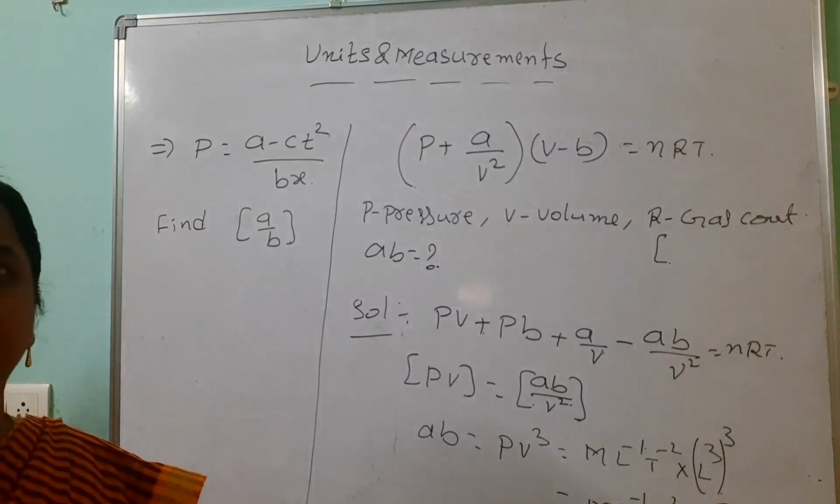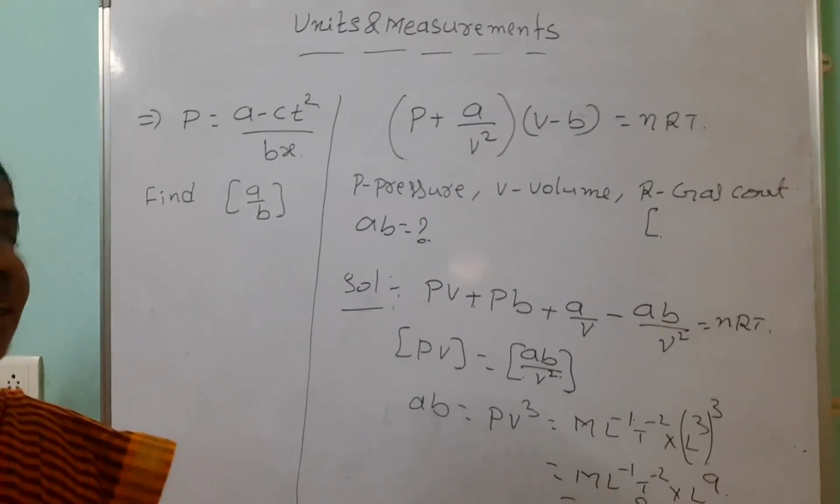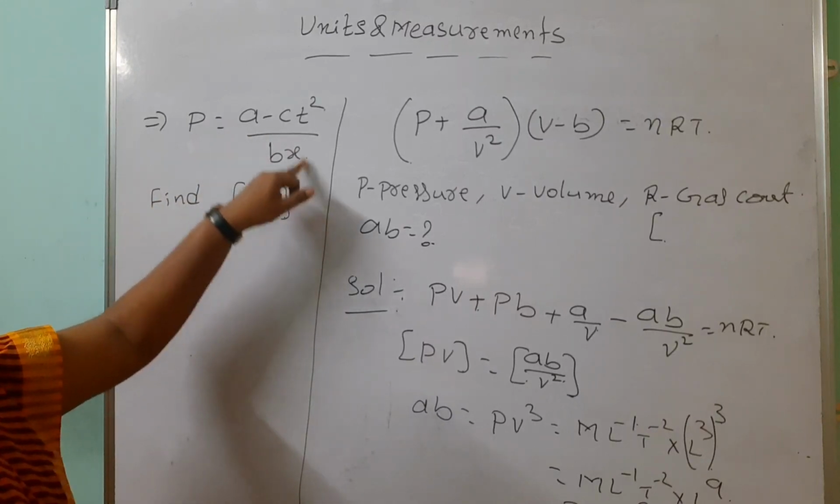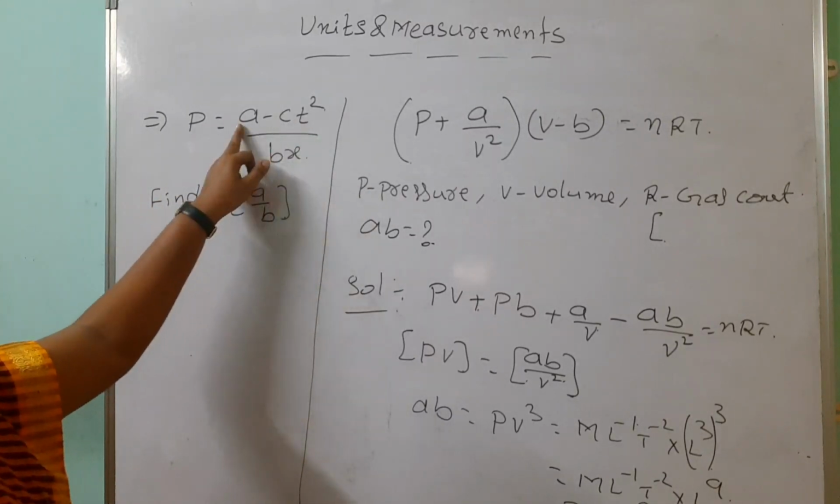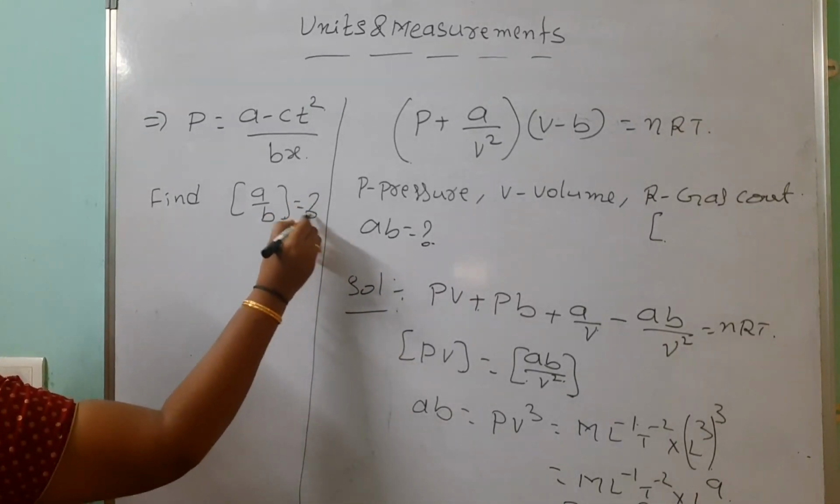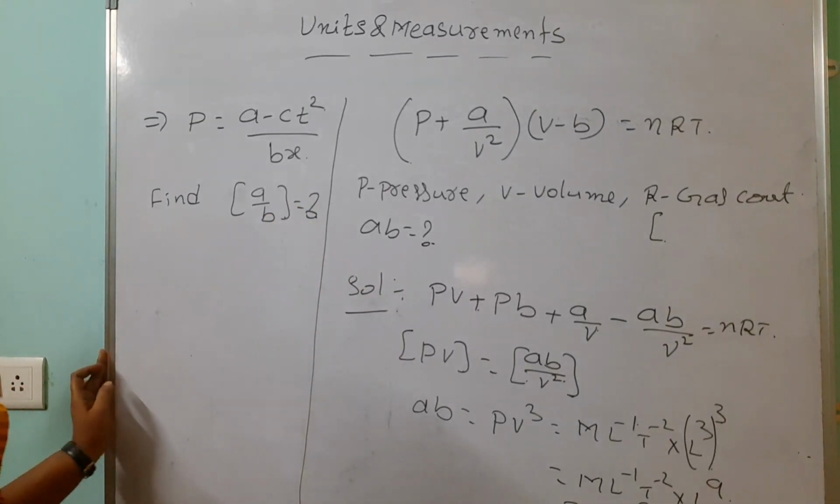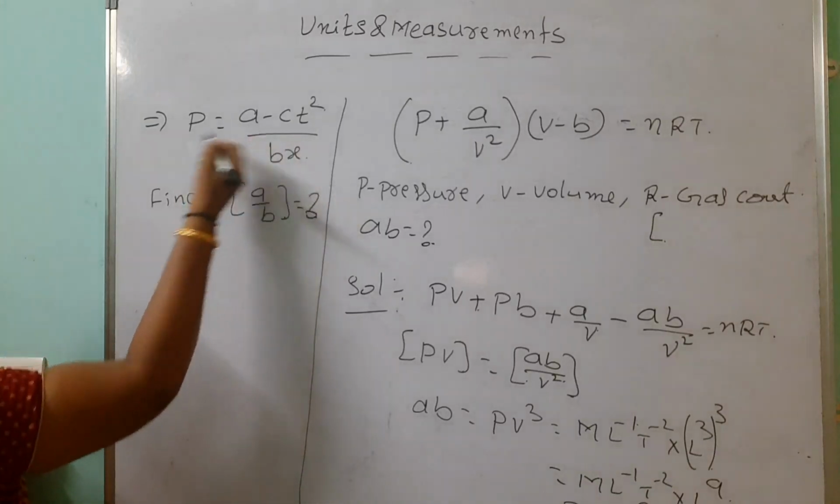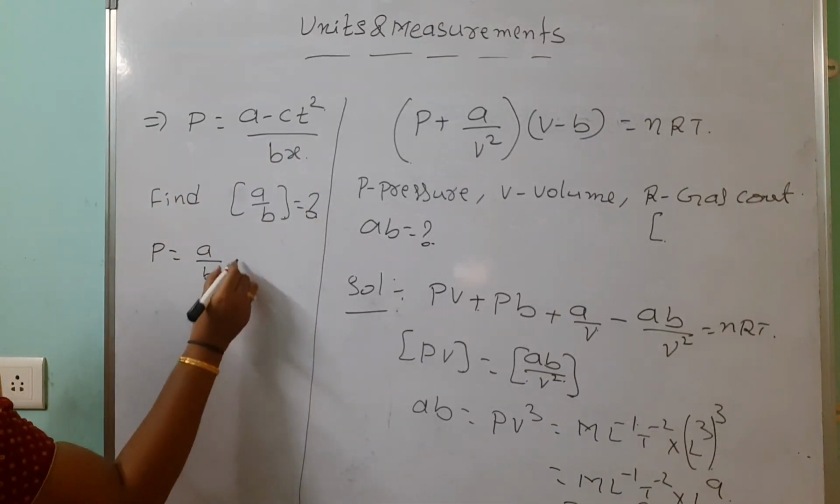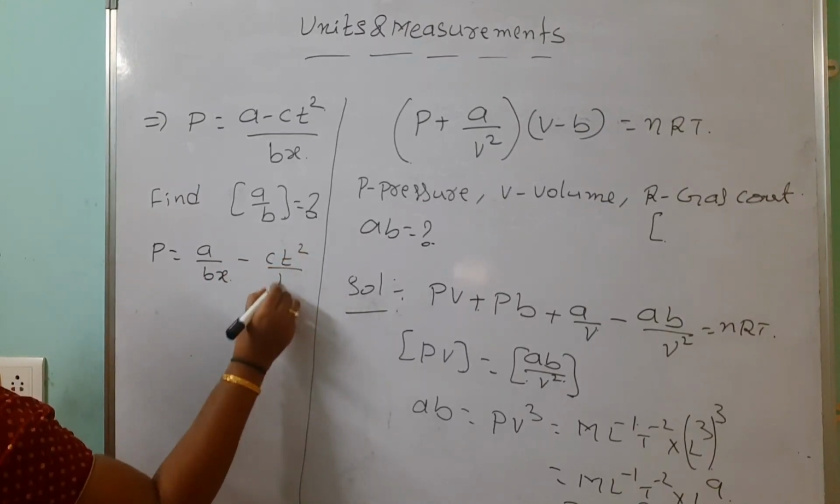Look here, what is the given data here? First one: P belongs to pressure, X belongs to displacement, T belongs to time. Here A, B, C are the constants. The question is to find the dimensional formula of A by B. How to find out? Just now we know how to split this one. P equals A by Bx minus Ct square by Bx.